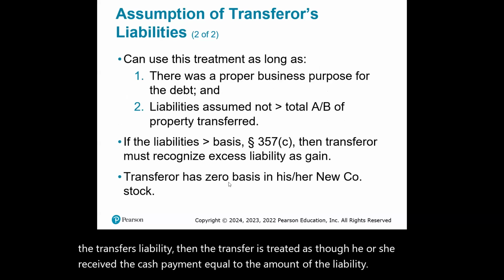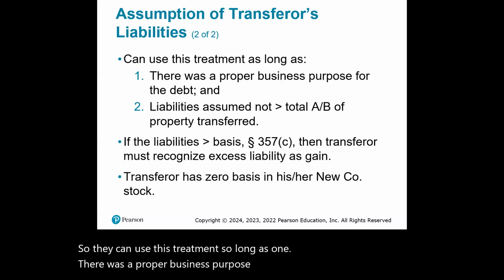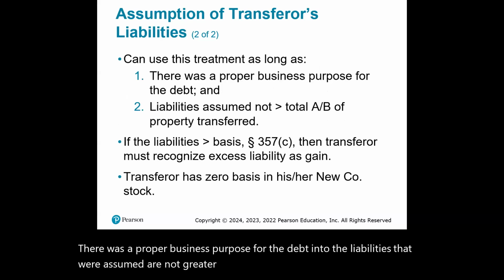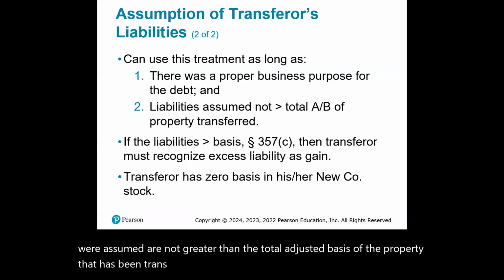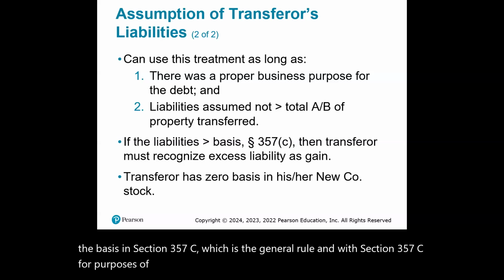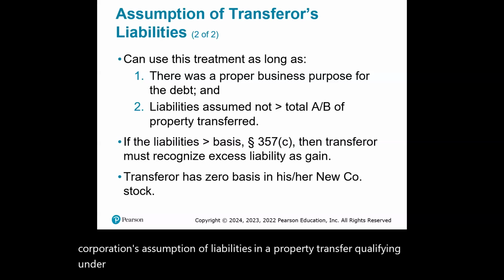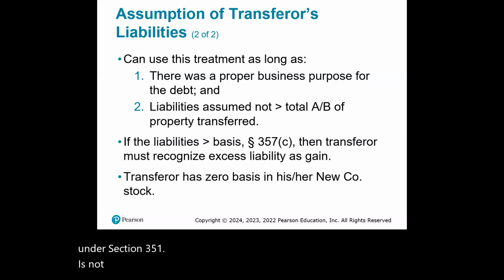So they can use this treatment so long as, one, there was a proper business purpose for the debt, and two, the liabilities that were assumed are not greater than the total adjusted basis of the property that has been transferred. In the event that the liabilities exceed the basis, Section 357(c), which is the general rule, applies. With Section 357(c), for purposes of determining gain recognition, the transferee corporation's assumption of liabilities in a property transfer qualifying under Section 351 is not considered equivalent to the receipt of money.